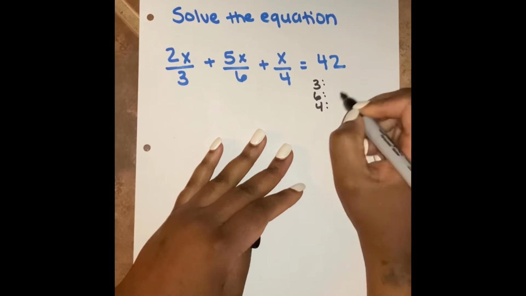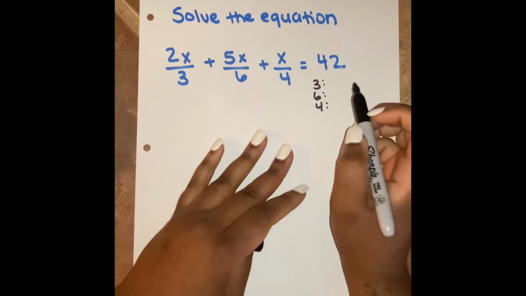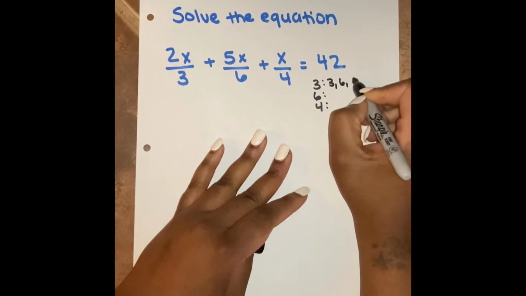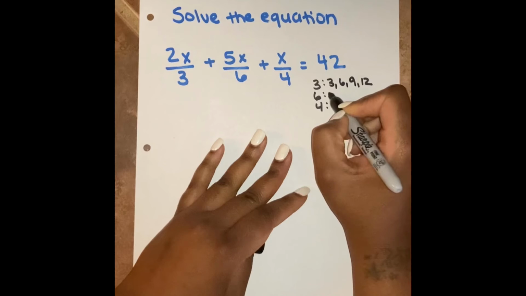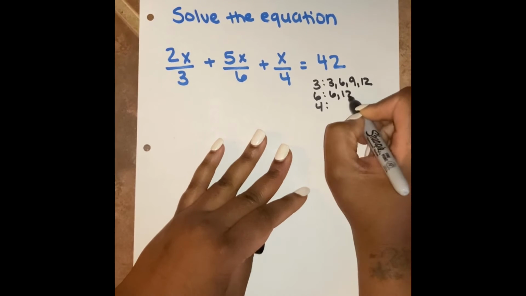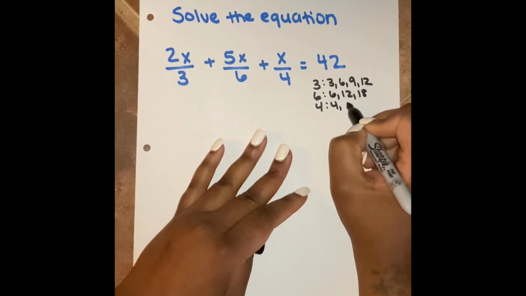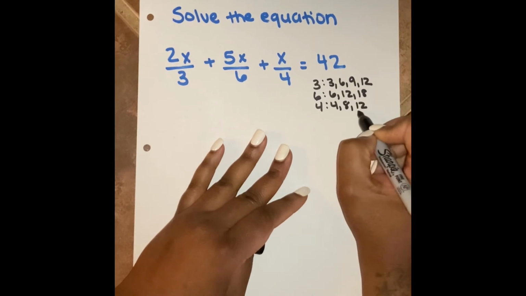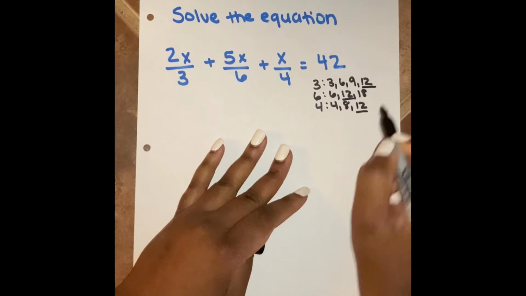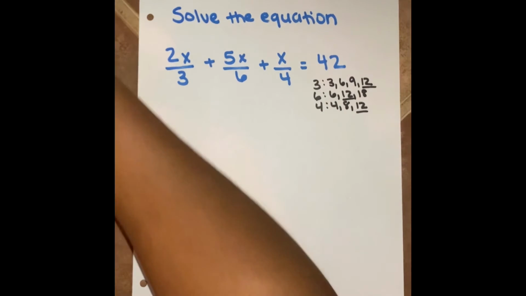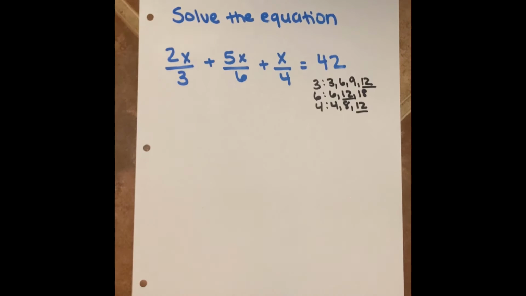So let's find the LCD of 3, 6, and 4. So multiples of 3 would be 3, 6, 9, and 12. Multiples of 6, 6, 12, 18. Multiples of 4, we have 4, 8, and 12. So we see that our least common multiple of the 3 is 12. So we're going to multiply 12 by each term in this equation to solve for x.